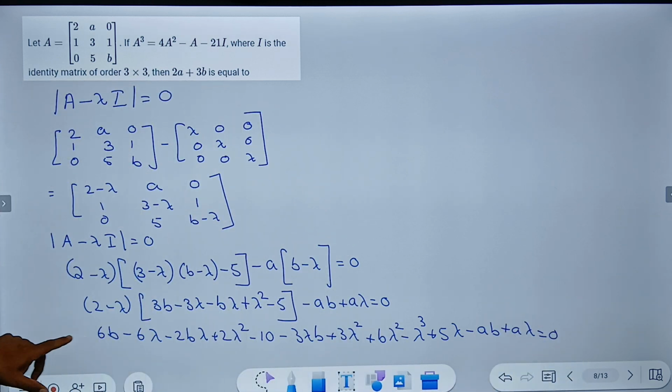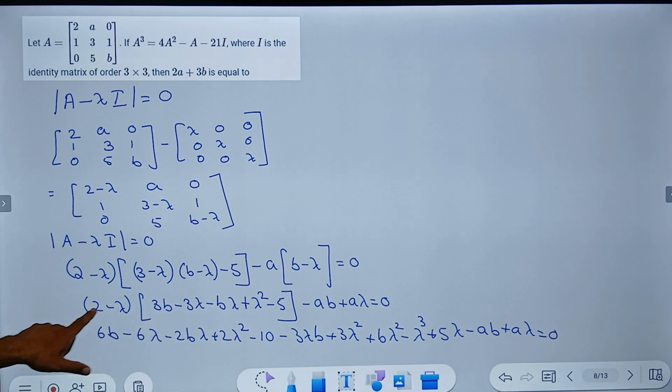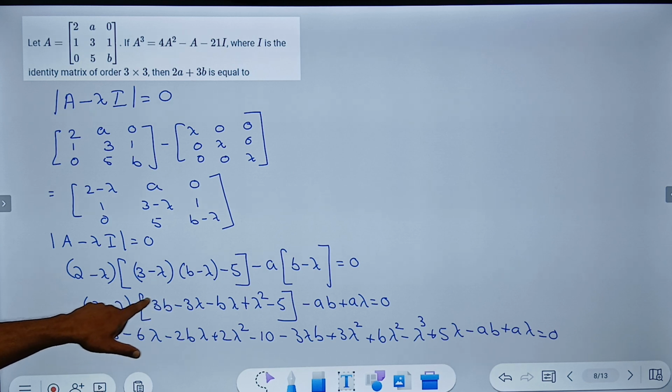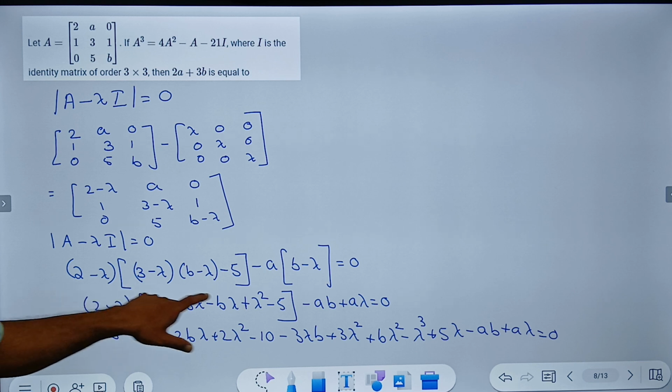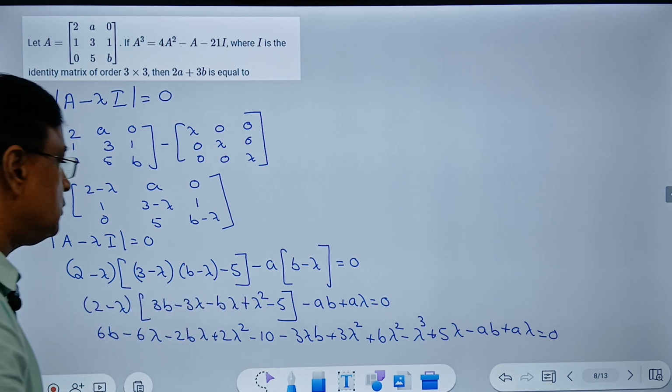I don't know whether this is correct. Let me check. 6b minus 6 lambda minus 2b lambda plus 2 lambda square minus 10 minus 3 lambda b plus 3 lambda square plus b lambda square minus lambda cube plus 5 lambda. Yeah, I think it looks okay.